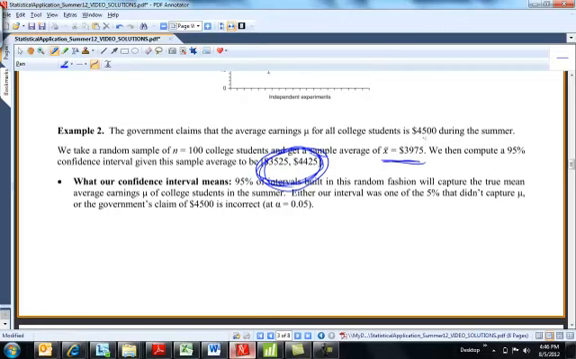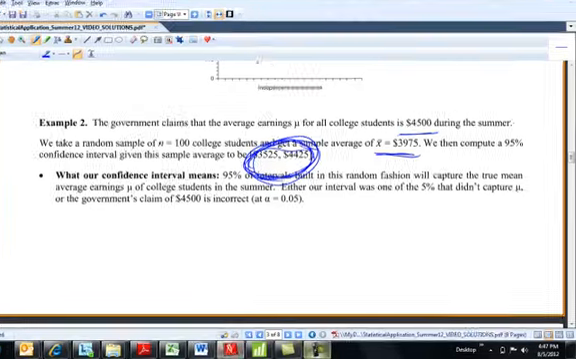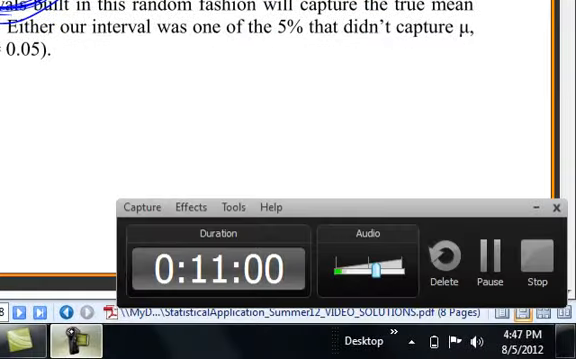I'm 95% certain this contains the true mean earnings of college students over the summer. The government said this, so we're in contradiction. Either there's a 5% chance my interval doesn't contain mu, or somebody's not telling the truth. But we know the government always does, so okay, sorry, I had to throw that in. I think that's a nice example, and I'm going to stop it here and start again later.